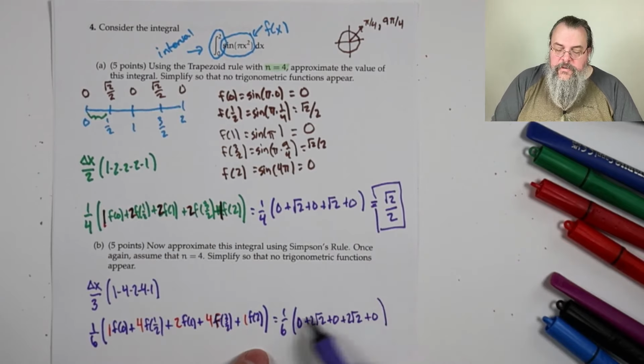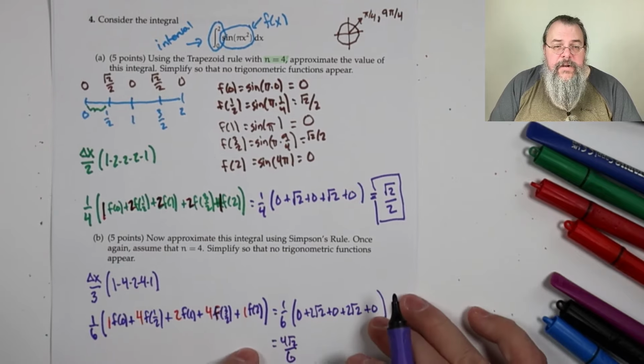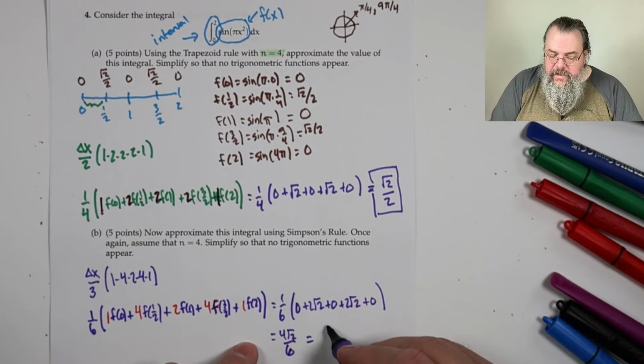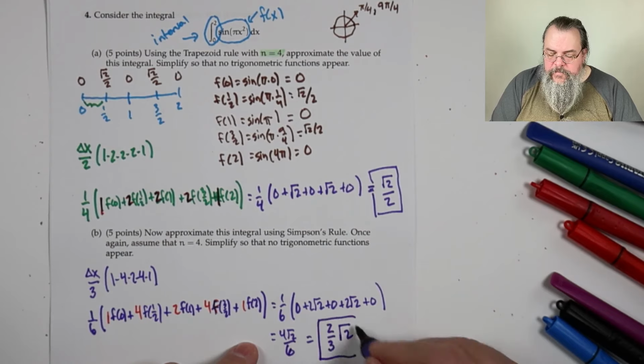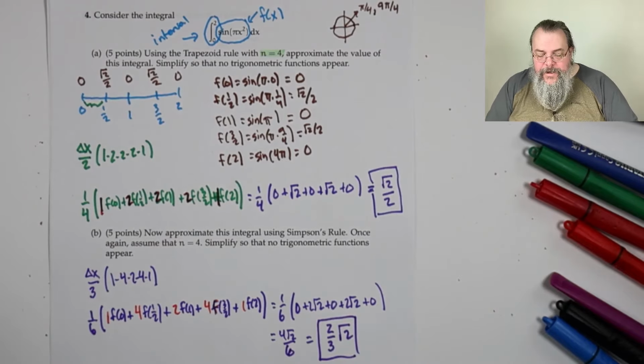Well, the zeros, of course, don't matter. We get 4 root 2 over 6. 4 root 2 over 6, there we go. And then you can just sort of cancel a 2, so that gives us a 2/3 square root of 2. And that's our answer. All right, there we go.